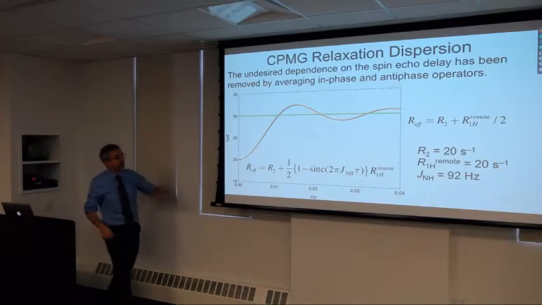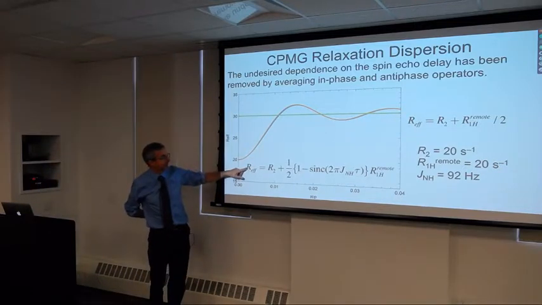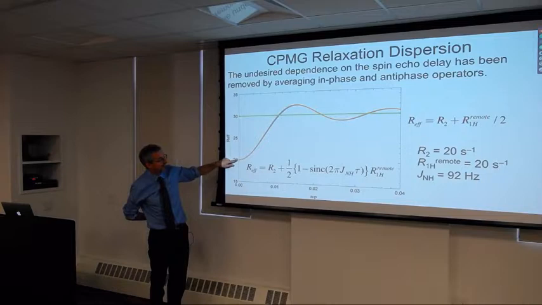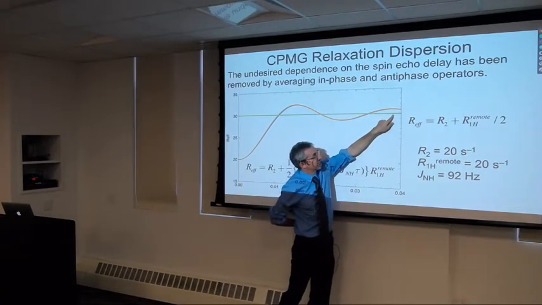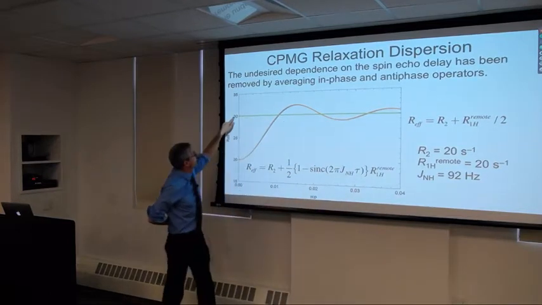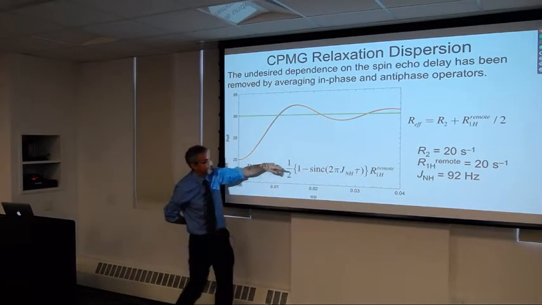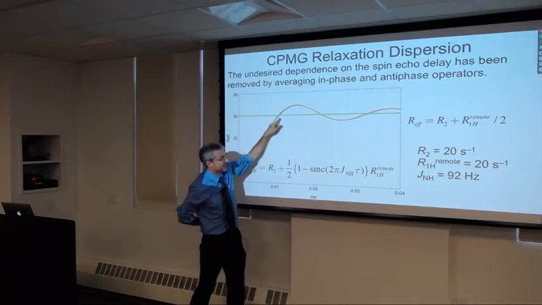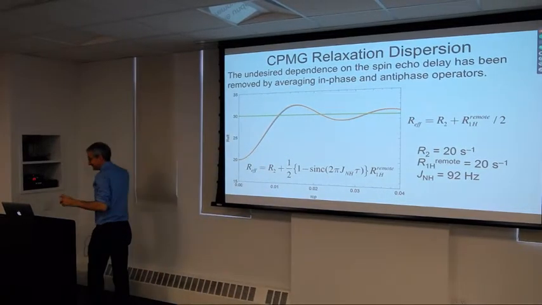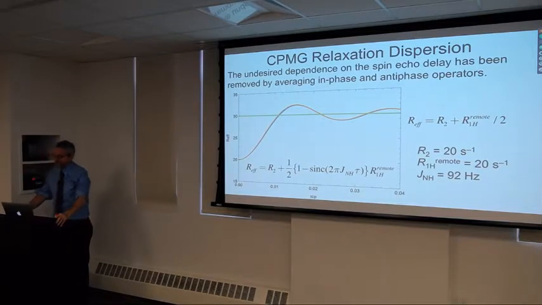So here is the idea. If we just plotted what happens with the sinc function, when our tau CP is 0, we just have R2, but then as we make tau CP larger, we mix in more relaxation, we have the sinc function, and eventually this is going to settle down to the green line, which adds in 1/2 of the proton R1, and then the averaging experiment just gives the green line, independent of tau CP.